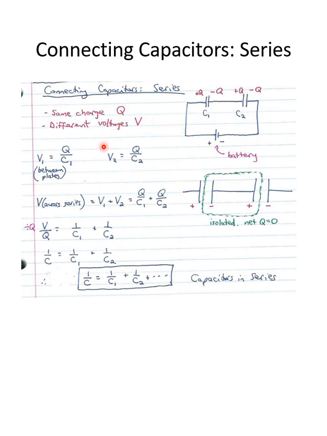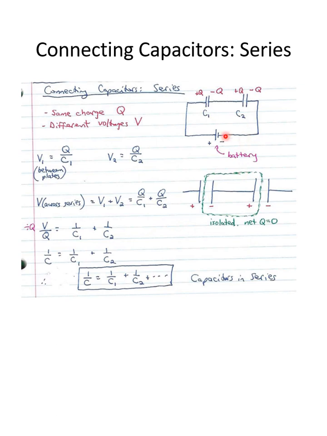So we can say that the voltage drop, or the voltage difference across the plates of capacitor 1, is Q over C1. The voltage drop across capacitor 2 is Q over C2. The voltage for the series is V1 plus V2, which is Q over C1 plus Q over C2.